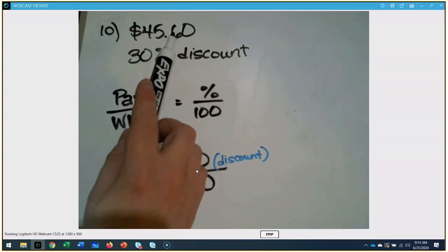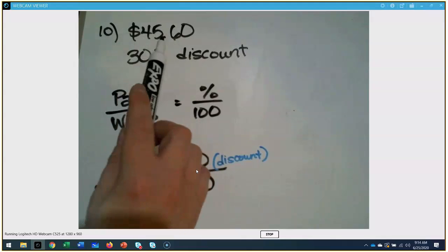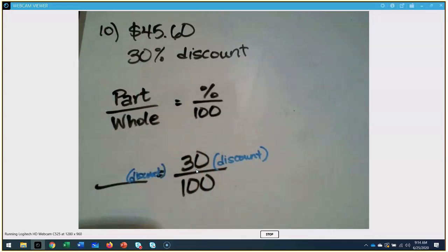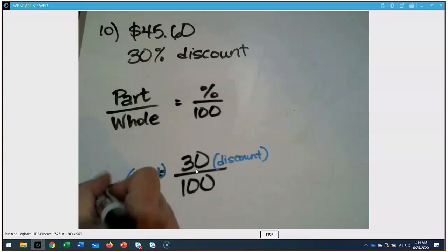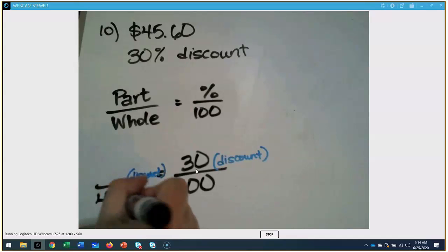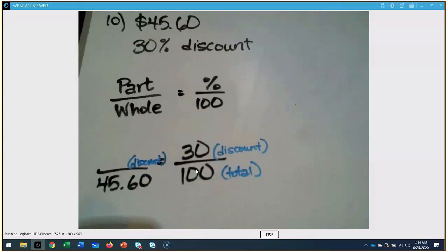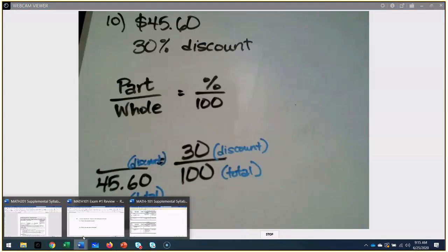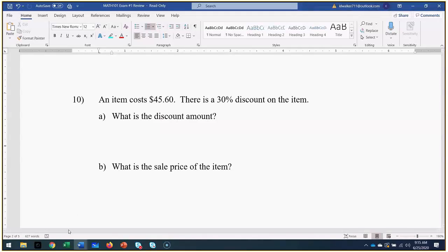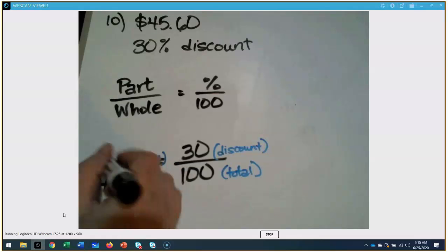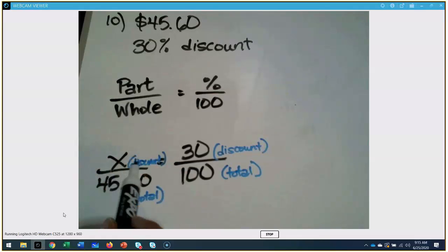Okay, so now let me go up here. The other amount that they told me was $45.60. That was the total cost of the item. So that should go down here because that's what this bottom represents. 100 is the total percentage. So then this has to be the total amount. Since they're asking for how much is the discount in part A, they want to know what is the discount. If I substitute this and call this X, I will find the discount just by solving this.